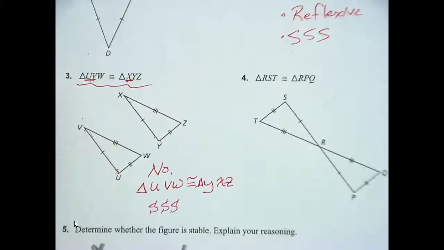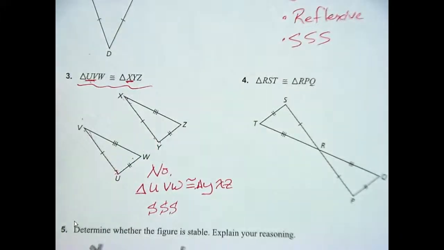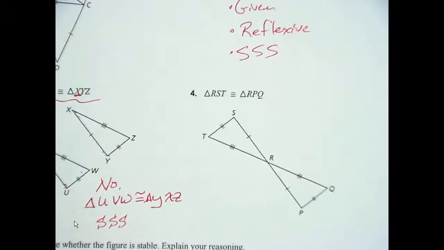You could, 3 angles don't work, right? Because think of an equilateral triangle. You could have a really big equilateral triangle and a really small equilateral triangle, but they have the same angle measures. Okay? 3 angles prove similar, not congruent. Okay, let's look at number 4.